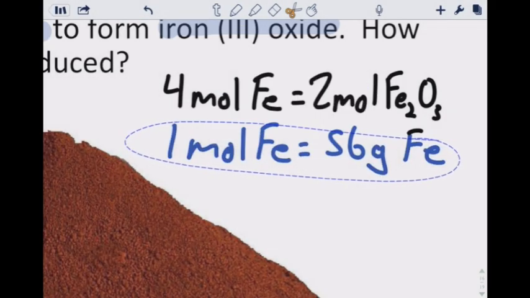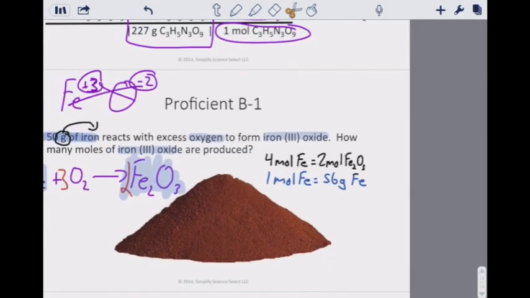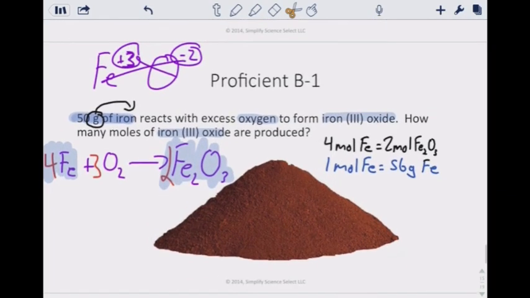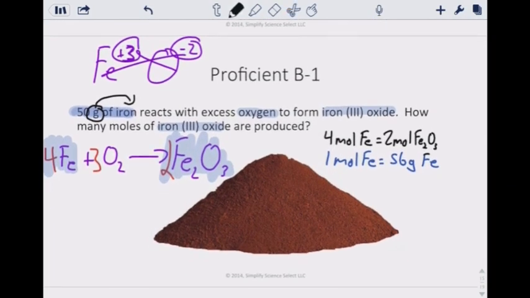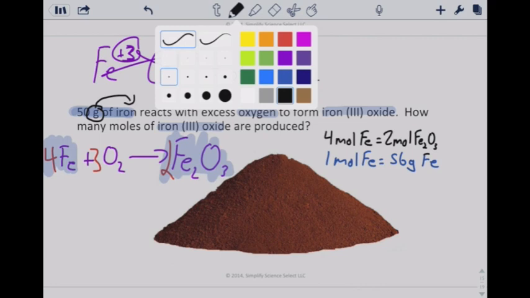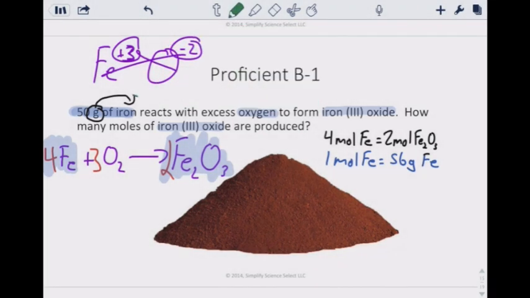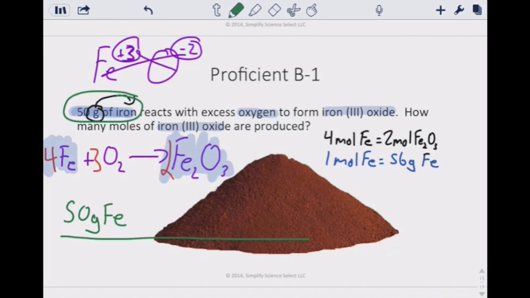Okay, so now what do we do? Whenever we start any stoichiometry problem, when we're setting up our dimensional analysis portion of it, we always start with what it gives us. It gave us 50 grams of iron. So we go ahead and put 50 grams of iron and set everything up. And what we're going to do is go until we get moles of iron 3 oxide. So if we look here, what does it say here? Grams of iron. What's the only thing that says grams of iron over here?